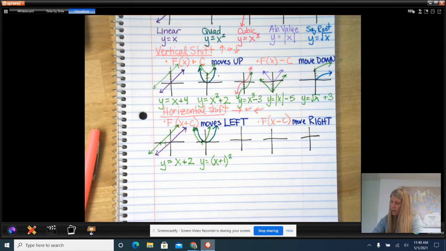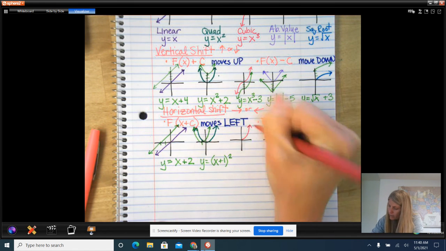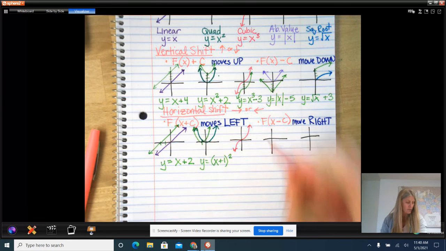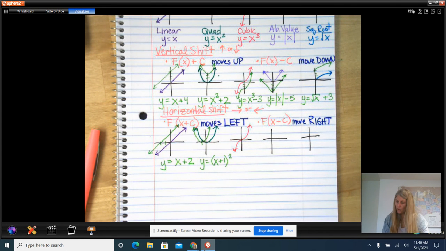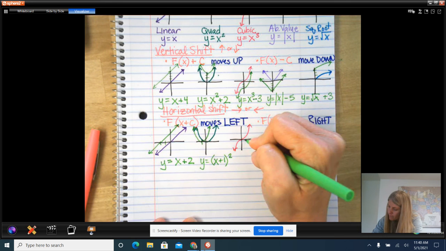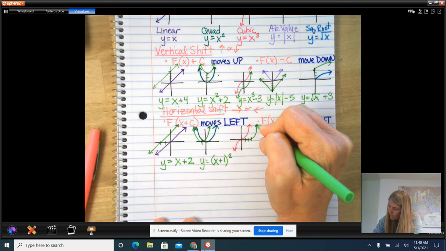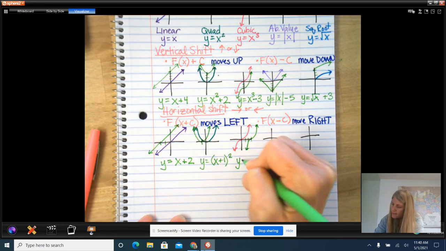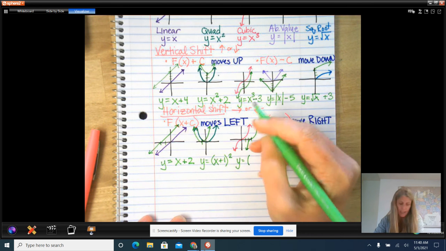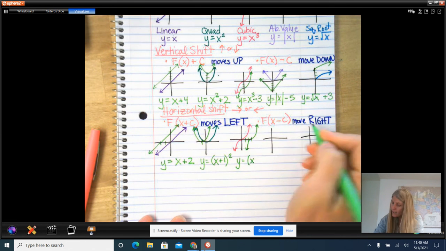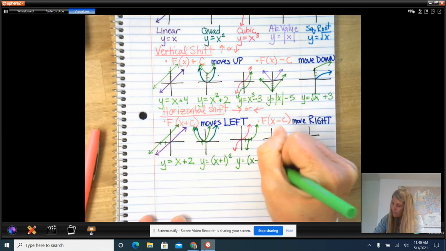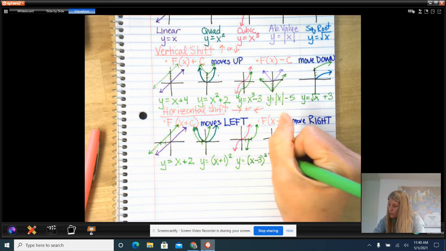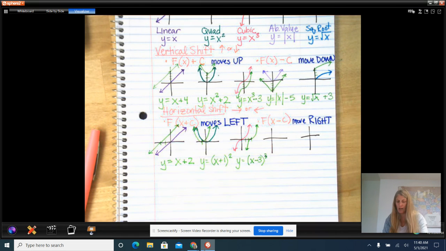Okay, next we have our cubic parent function. And let's go ahead and move it to the right 3. Okay, so that's going to be y is equal to, in our parentheses, to the right is minus, x minus 3, and then our cubed, because it's a cubic function, on the outside.